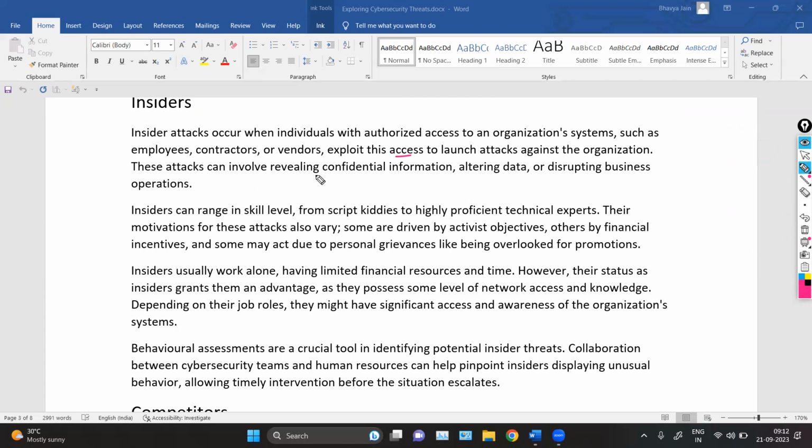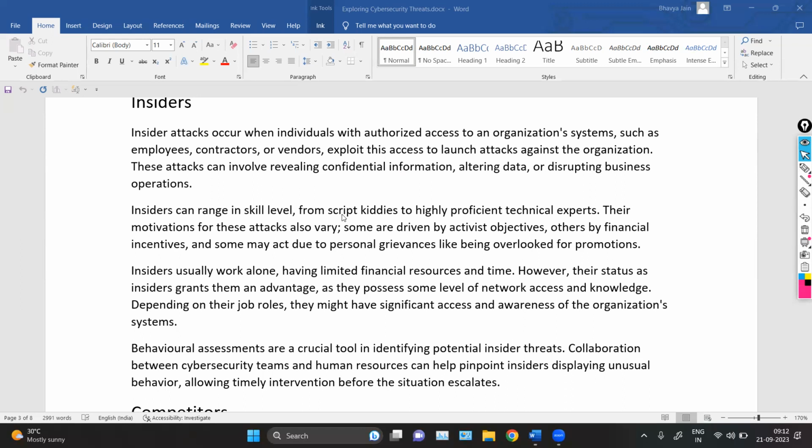These attacks can involve revealing confidential information, that is confidential data. Let's say there's a database administrator. Now the database administrator crafts the attack, and he or she is now revealing whatever is inside the database. That is the data of the company. So that is revealing sensitive or confidential information, or modification of the data, and disrupting the business operations. These kinds of activities the insider attacker can perform.